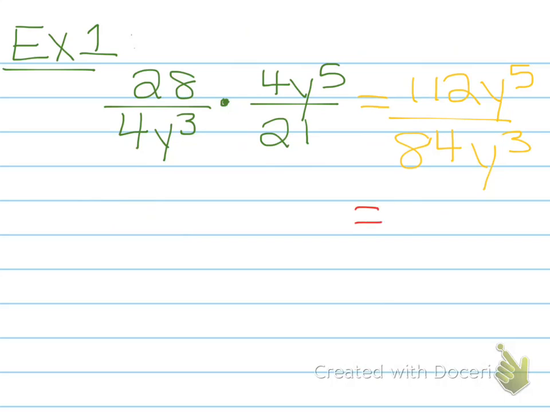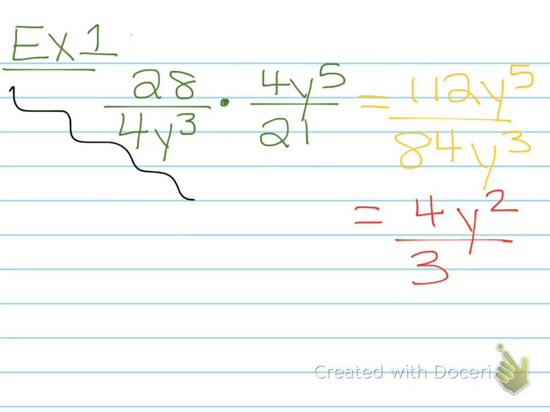Alright, so this is going to simplify, so 112 divided by 84 gives us 4 over 3. And then with the y's, you have 5 up top, 3 on the bottom, so you're going to have 2 left over up top. So that's the first approach that we can take to this problem. And I want to show you the other approach. It doesn't matter which one you do, it's totally up to you.